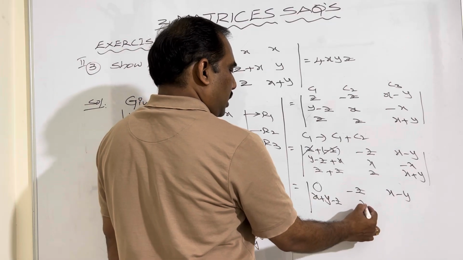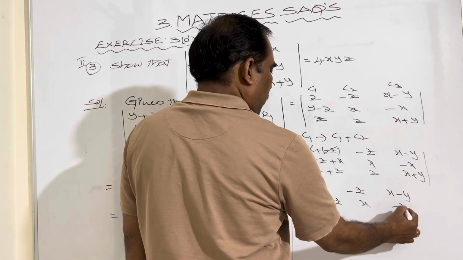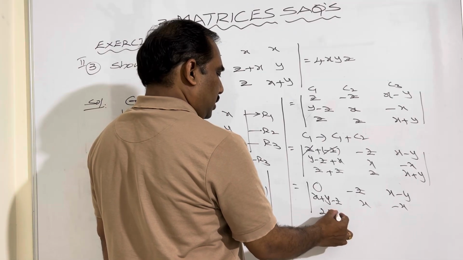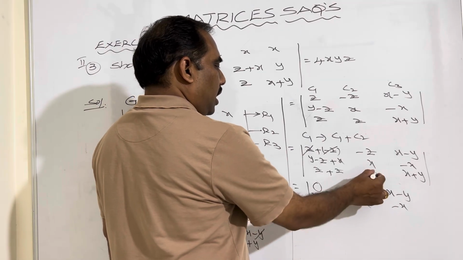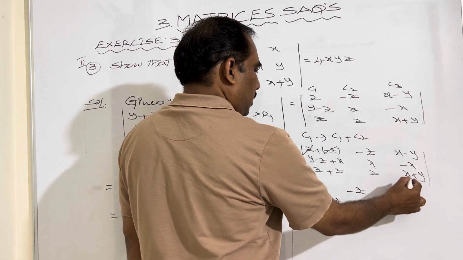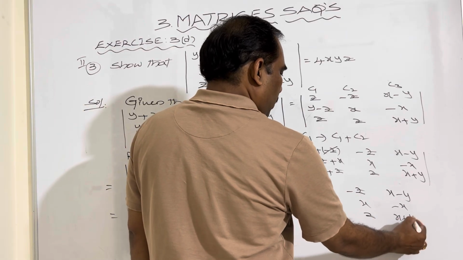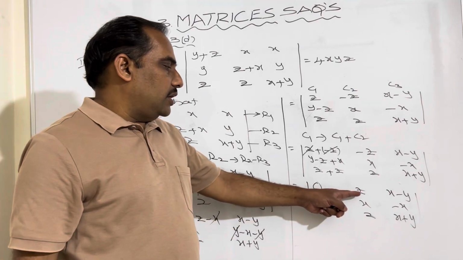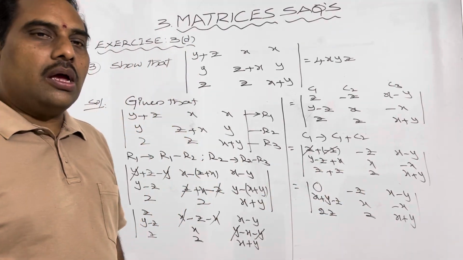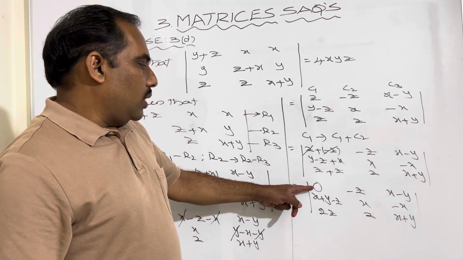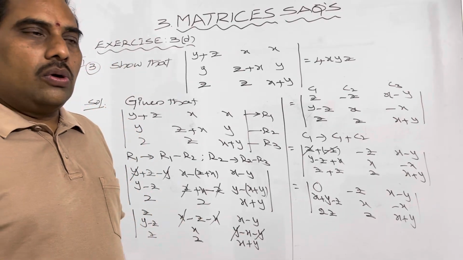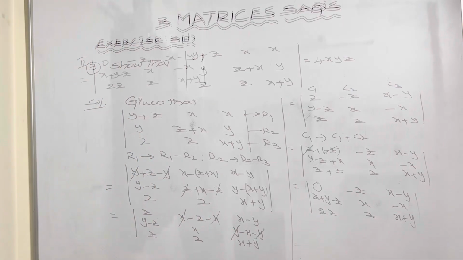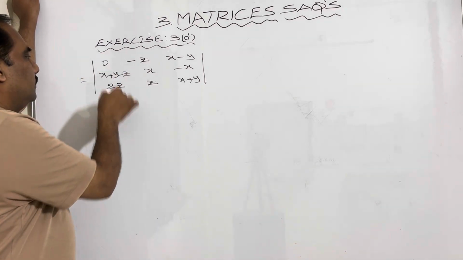So here x and here minus x, and z plus z is 2z, z plus z is 2z, and here z, and here x plus y. See, now we have this in matrix form. From this you can find the determinant. You can expand the determinant easily. One of the elements is 0, no? So that's why we can easily find the determinant. We expand using the first column.